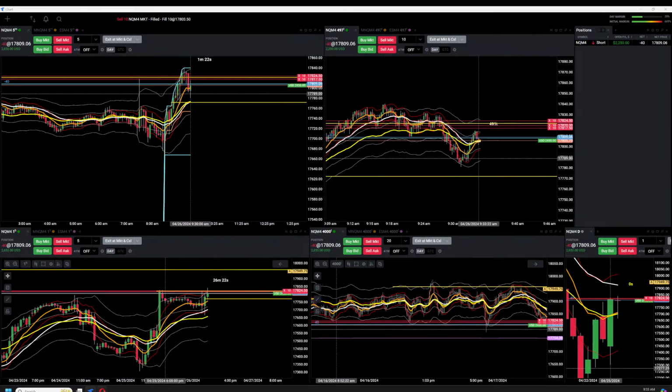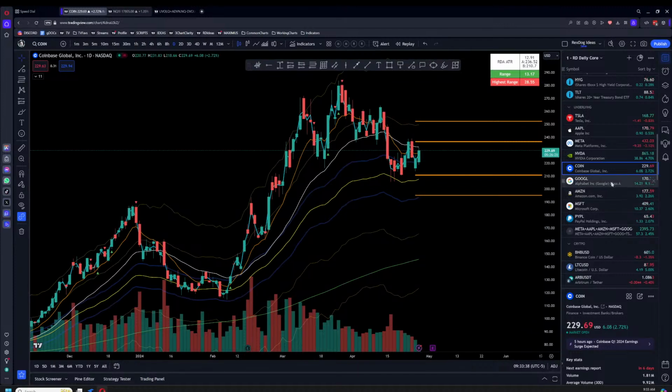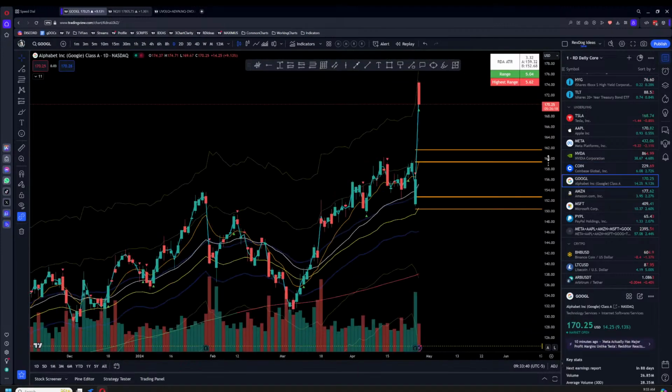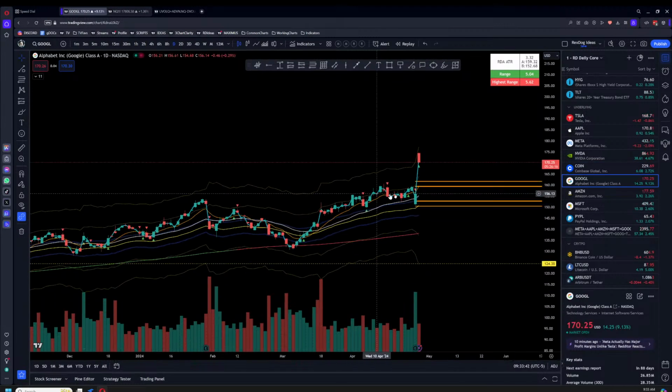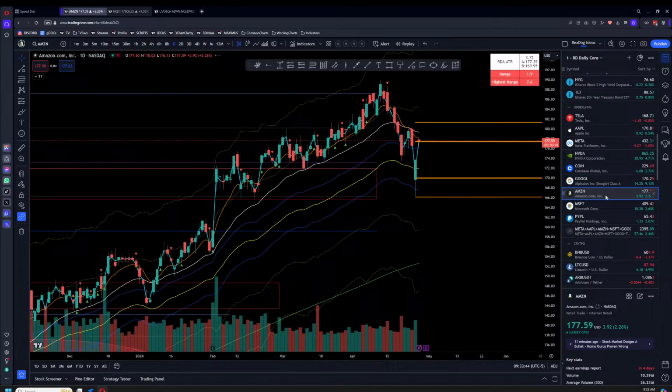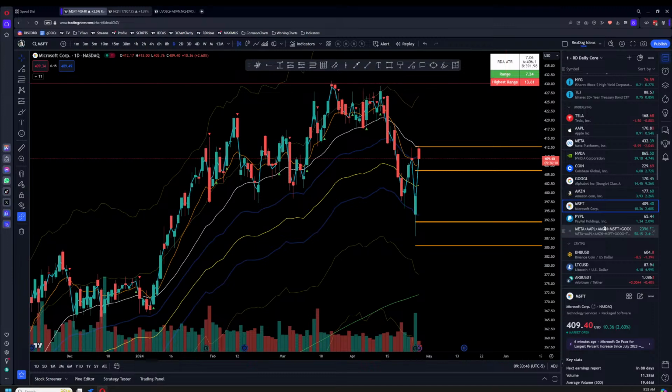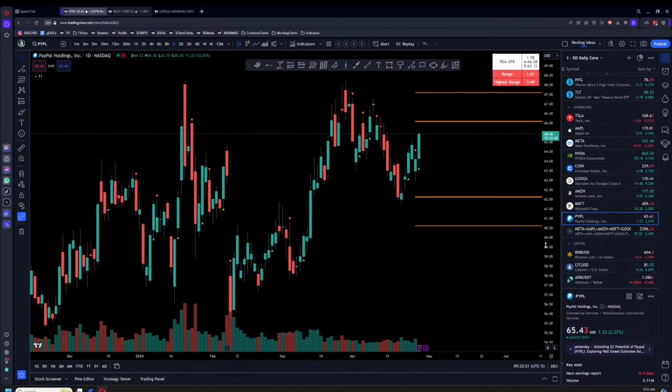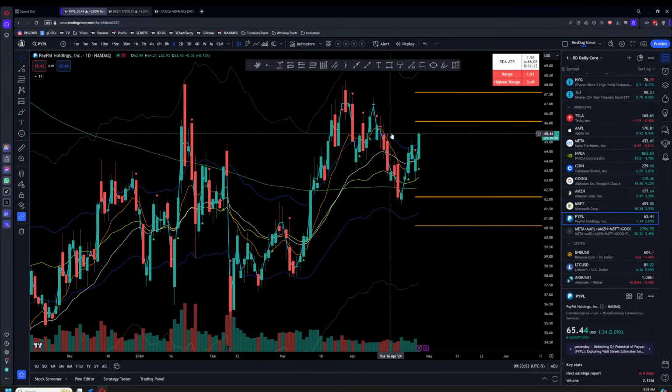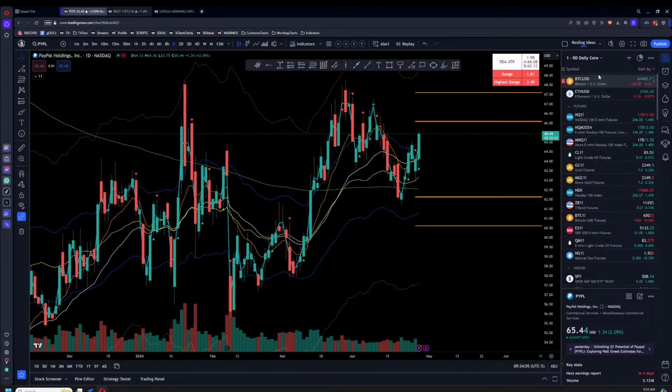Okay, so back to here. Google. Oh, man. Big gap up on Google. Amazon, gap up. Microsoft, gap up. PayPal, well, decent move. It's on track to at least hit the ATR zone. And I did not look at Bitcoin yet today.